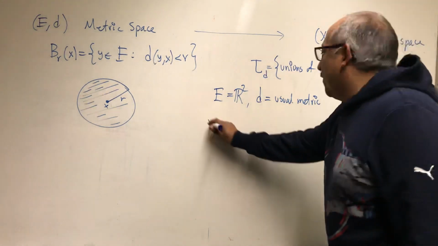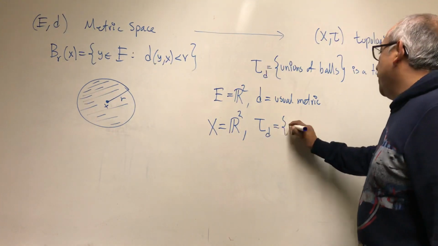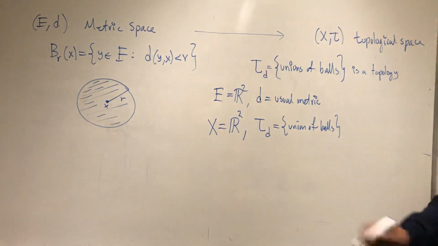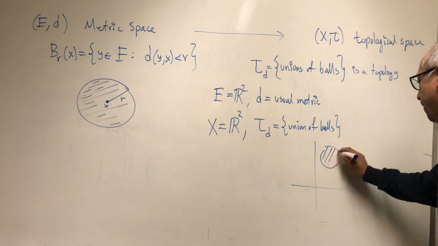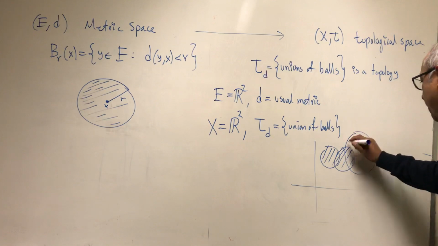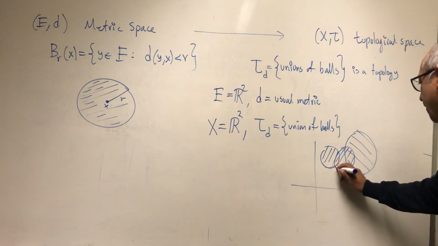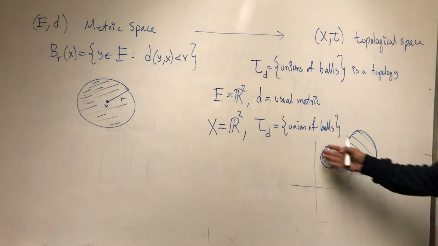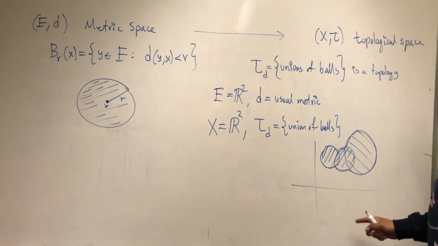Well, in this case, I'm going to consider X to be the same universe and tau the unions of balls. For example, this union, this set, is an open set. Why? Because it's a union of balls. In these new topological spaces, these are going to be my open sets, unions of balls.